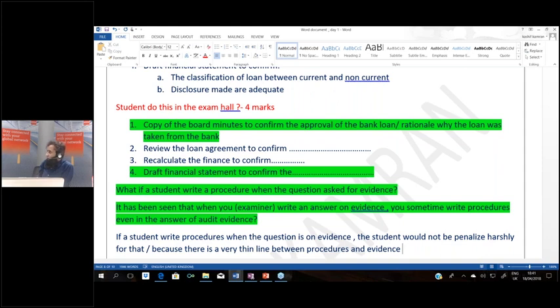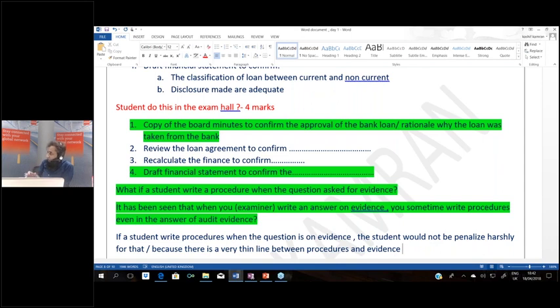Yes, Himraj, we are mentioning the source of evidence, right? If I say copy of the board minutes, I'm mentioning the source. Source is what? Source is the board minutes. I cannot understand your question. Obviously, copy of the board minutes means source of evidence. Board minutes is a source of evidence. Okay, let me get back to my question. So if you're writing 5 evidences and mistakenly you write 1 procedure, will you be penalized too harshly for that?